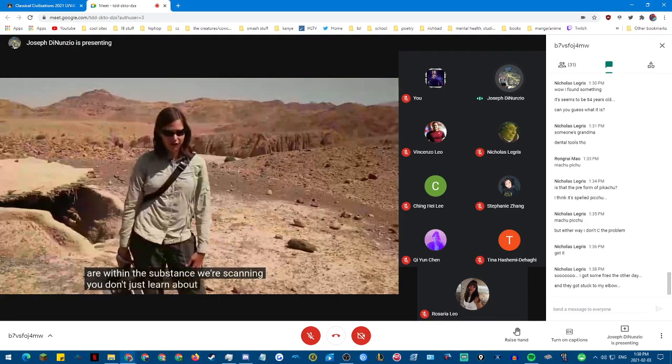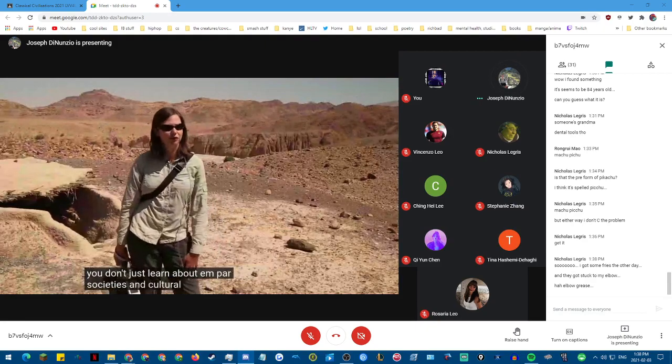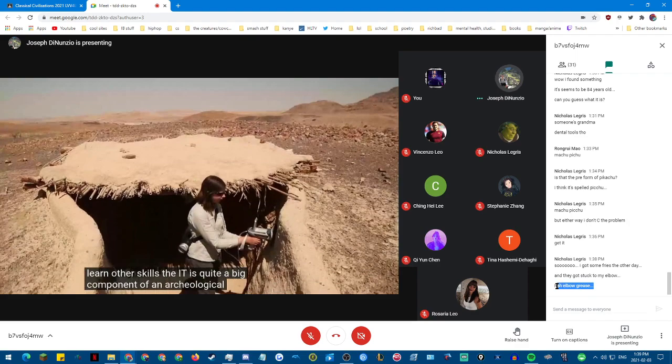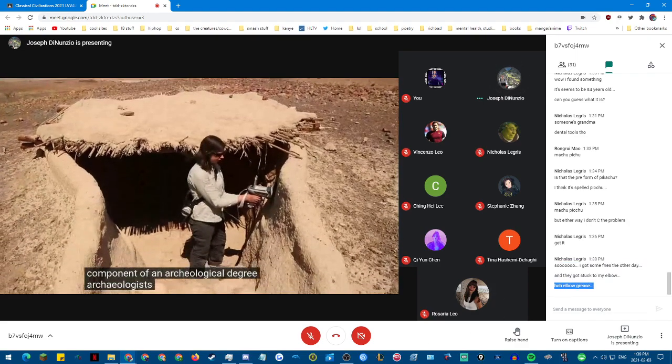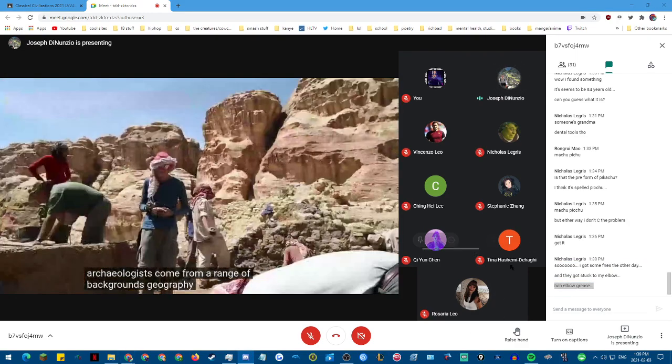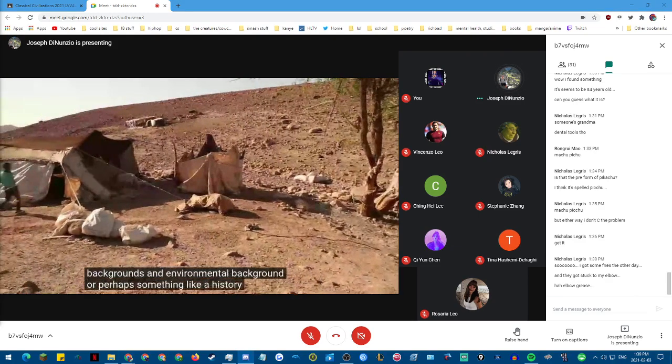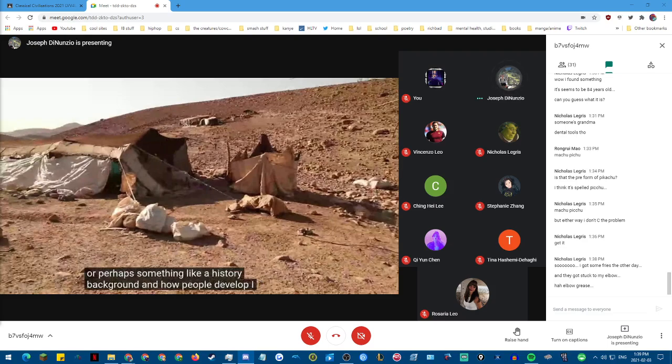You don't just learn about past societies and cultural development, you learn other skills. So IT is quite a big component of an archaeological degree. Archaeologists come from a range of backgrounds. Geography is one of these backgrounds, an environmental background, or perhaps something like a history background and how people develop.